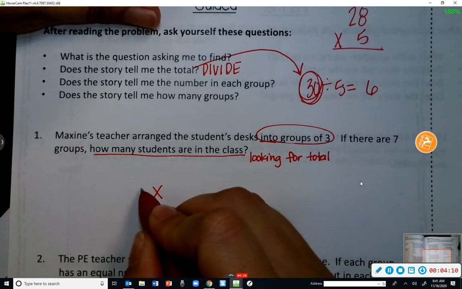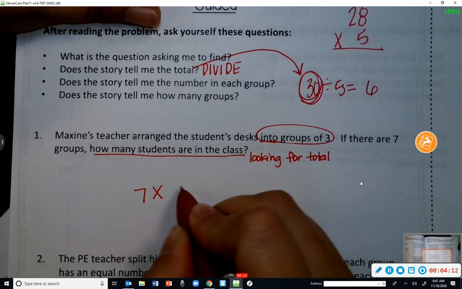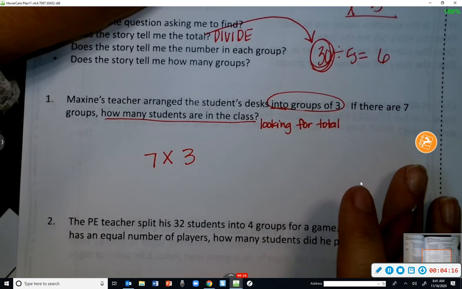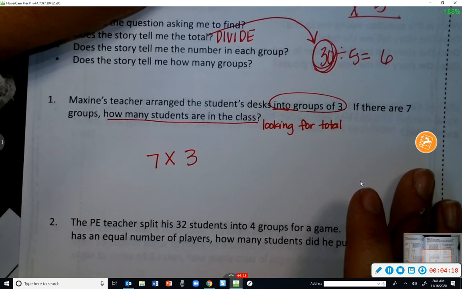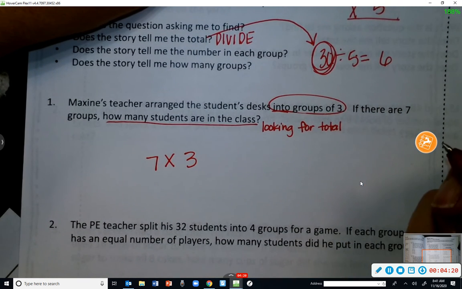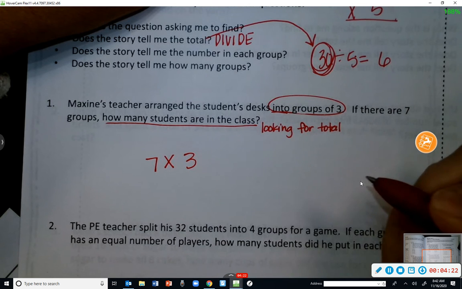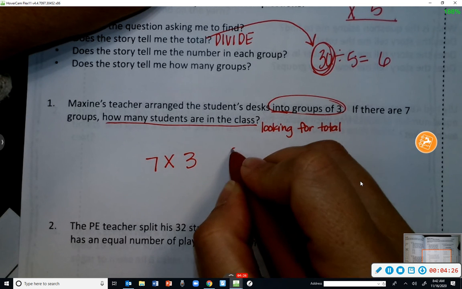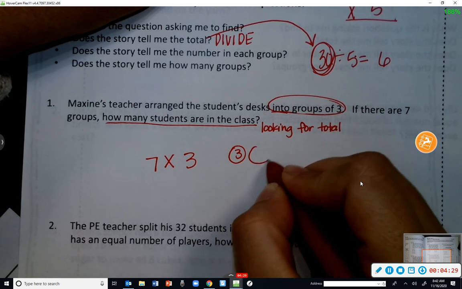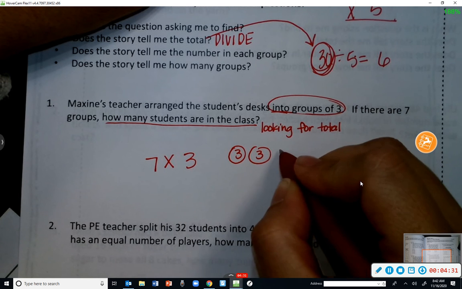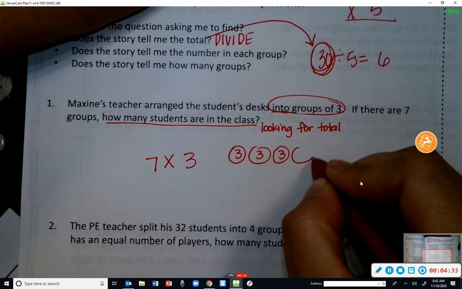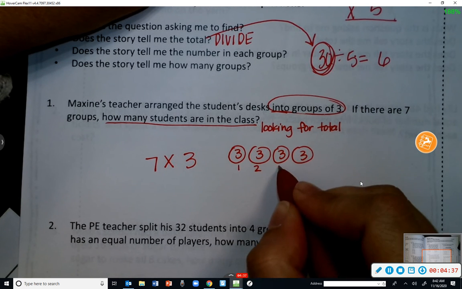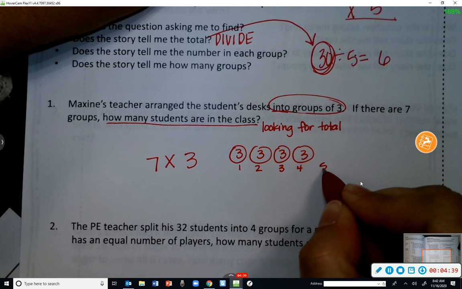So how can I show my work? I'm doing 7 groups of 3. How could I show my work if I don't know the answer? Kelsey? You could do an array. You could do groups. Groups, okay. It's doing groups of 3, so I'm going to go ahead and do groups of 3. 3, 6, 9, 12, and I have 4 groups. I need to go to how many groups? 7.